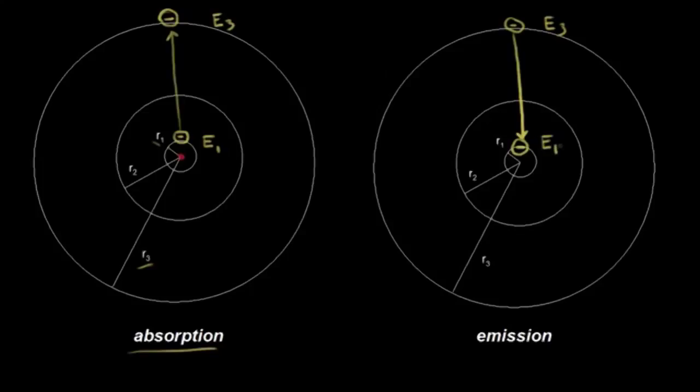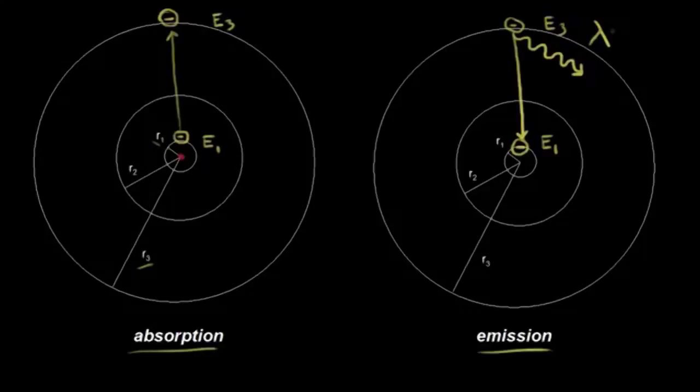And when it does that, it's going to emit a photon. So it's going to emit light. When the electron drops from a higher energy level to a lower energy level, it emits light. This is the process of emission. And I could represent that photon here. This is how you usually see it in textbooks. So we emit a photon, which is going to have a certain wavelength. Lambda is the symbol for wavelength.